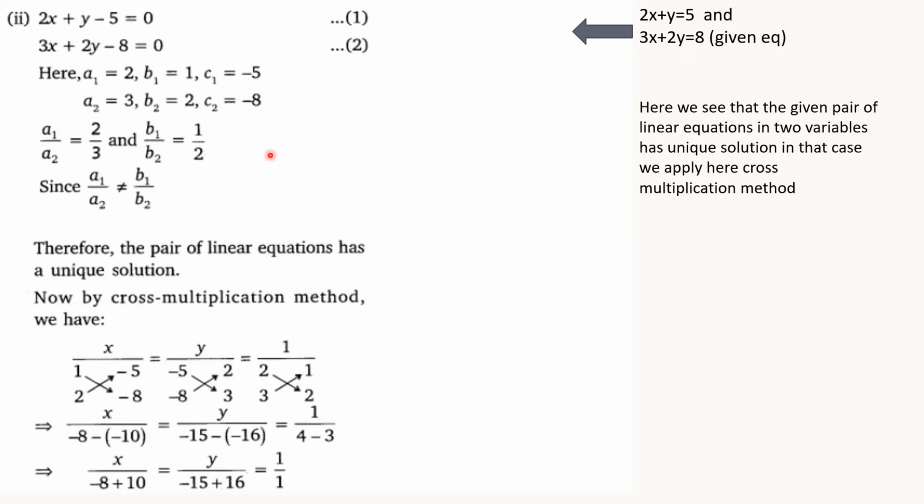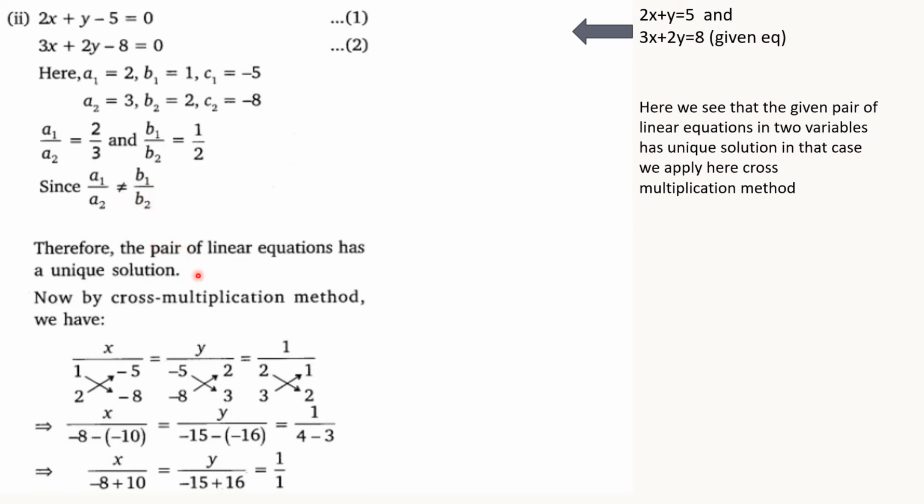First of all, we find the ratio of a1 by a2, which is equal to 2 by 3. The ratio of b1 by b2 is equal to 1 by 2. Now after finding it, we compare these ratios with each other. On comparing, the ratio of a1 by a2 is not equal to b1 by b2. When this condition exists, we say that the pair of linear equations has a unique solution. The pair of linear equations has a unique solution when the ratio of a1 by a2 is not equal to b1 upon b2.